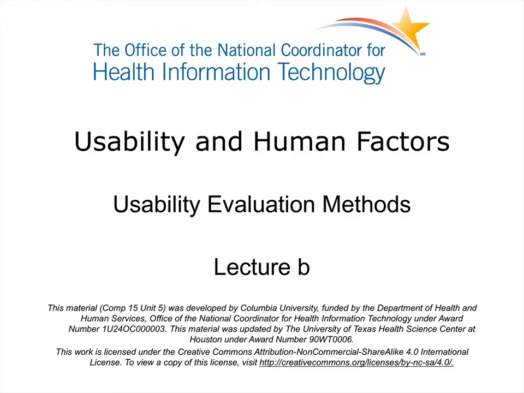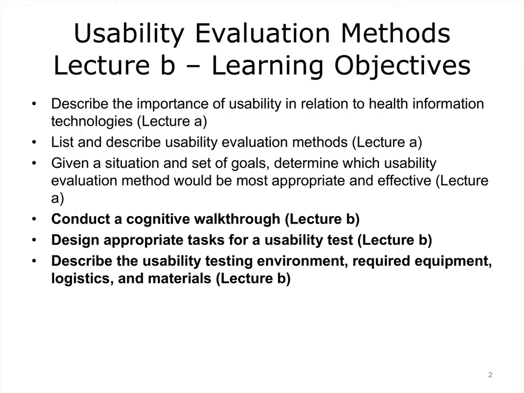This is Lecture B. At the end of this lecture, students will be able to: 1. Perform the steps needed to conduct a cognitive walkthrough. 2. Describe the appropriate usability testing, specifically how to select or design appropriate tasks for a usability test. One of the objectives is to understand how to develop a protocol for usability testing and undertake various kinds of analysis. In addition, one should be able to describe the usability testing environment, including the required equipment, logistics, and materials.